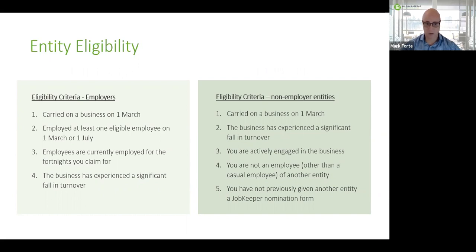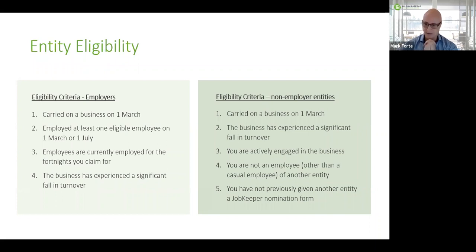You've employed at least one eligible employee on either the 1st of March or the 1st of July 2020. Those employees are currently employed for the fortnights that you are claiming for. And most significantly, all the rest doesn't really matter if you haven't experienced a significant fall in turnover. So that is the crux. If you experience a significant fall in turnover, and we'll get to the percentages fairly soon, then you'll be eligible for the JobKeeper payments.